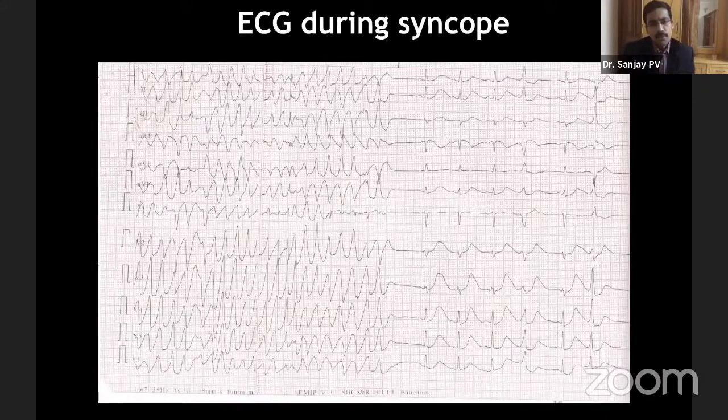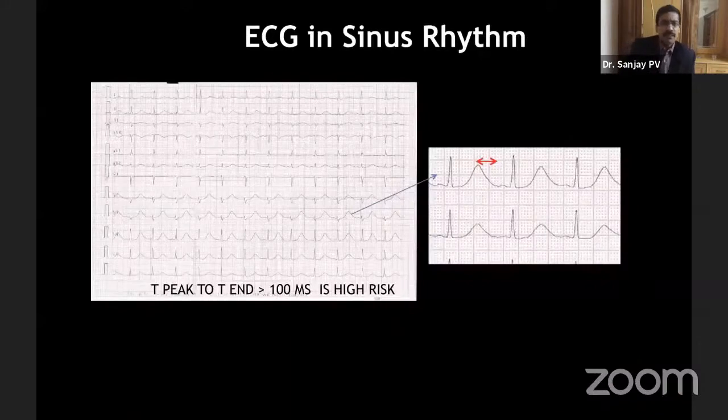So I'll show you three ECGs, and then I'll go on to the question. This is a case study as such. You can see it's a polymorphic VT, and after the polymorphic VT, which self-terminates, there is definite QT prolongation and very broad T waves. And thereafter, when the patient came back in sinus rhythm, you can see this, which I always like to measure.